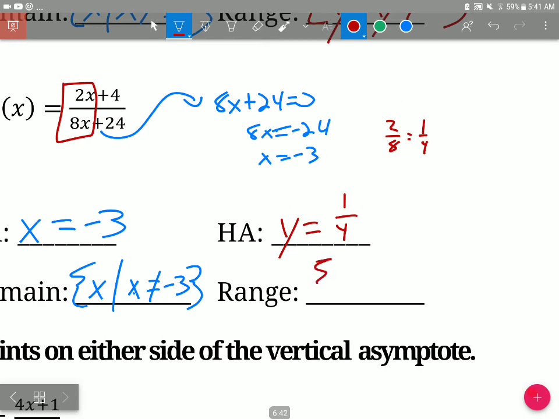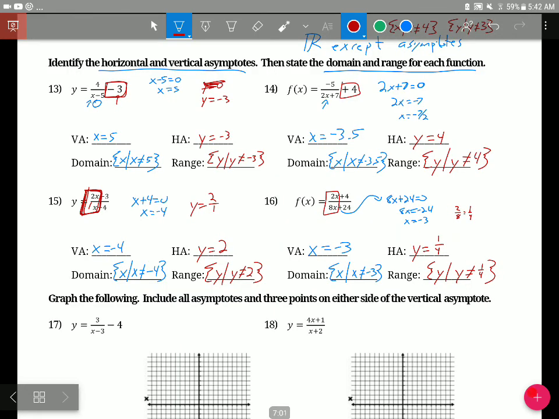And therefore, y cannot be 1/4 or 0.25. That's fine. I don't care if you use decimals so long as they're not repeating decimals. Don't round. If you have to round, use the fraction. All right, and that's that.